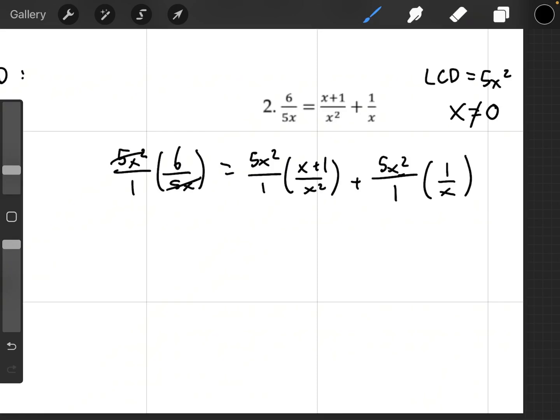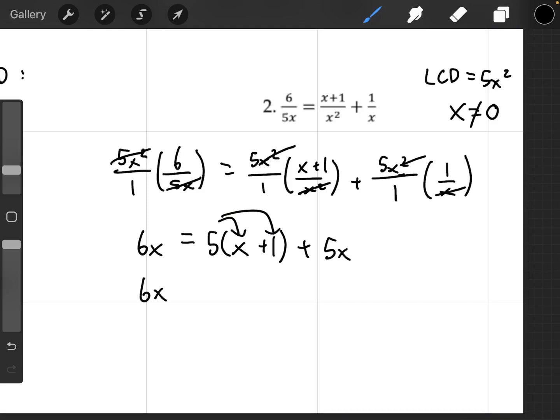So this will cancel to x times 6, so 6x is equal to, now this x squared will cancel with this x squared, so now we just have 5 times x plus 1 plus this x will cancel the square here plus 5x. We'll distribute this 5 to both terms, so we have 6x equal to 5x plus 5 plus 5x. 5x plus 5x you can combine to 10x plus 5.